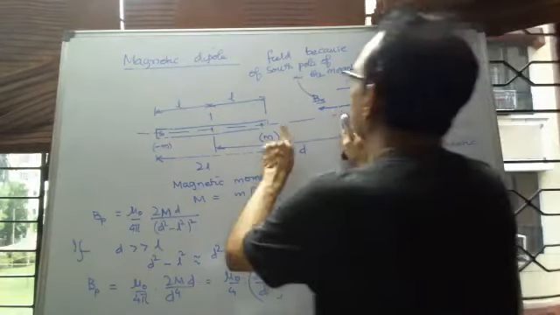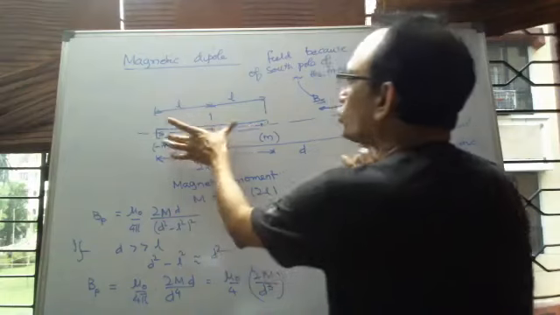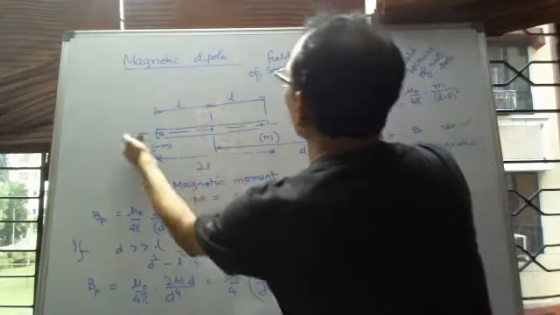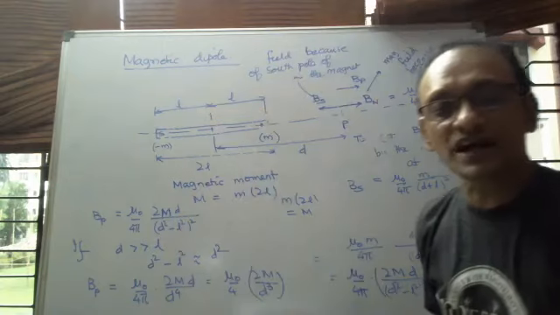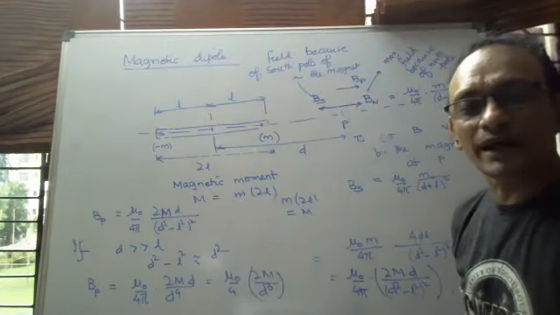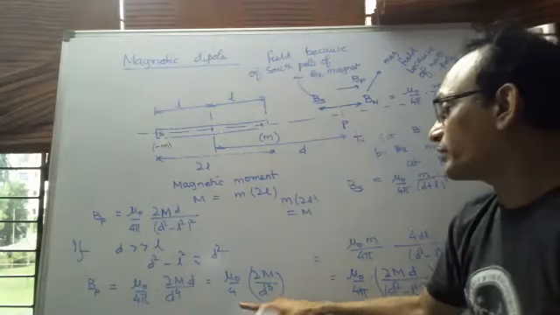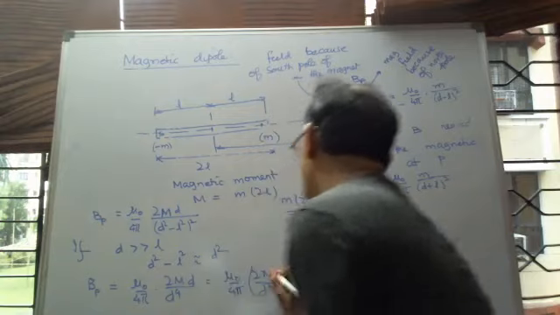Now this d could actually be measured from this end too, it makes no difference because L is very small. So it's not necessary that it should be from the midpoint. It could be from anywhere. Do you understand what I'm saying? This magnet is almost like a point magnet, very small compared to this distance. So you have to remember this: mu naught by 4 pi into 2m by d cube.